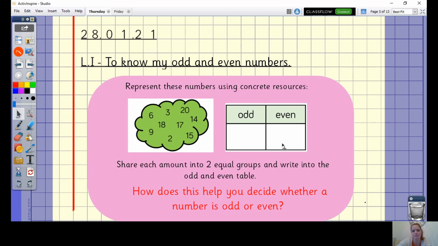Have a go at going through each of these numbers, making them and sharing them into those two groups. And once you've had a go at that, come back together and we'll go through the answers together.